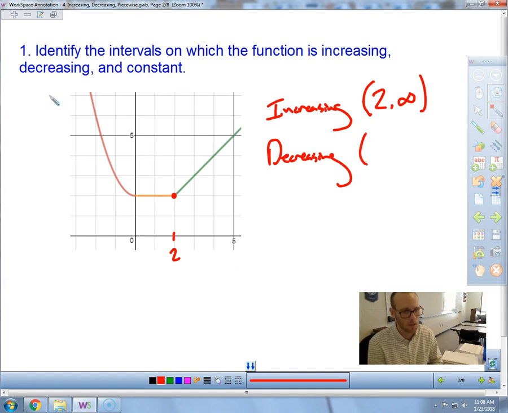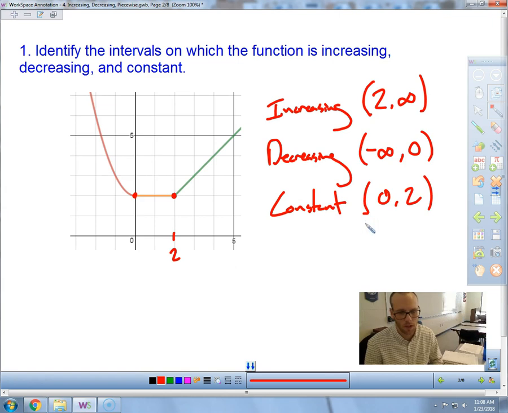Okay, so it's decreasing from x equals negative infinity to 0, but we're not including 0. And then it's constant from 0 to 2. And again, we don't want to include the 0 and the 2. They're a part of those others, and those are just points. And a point itself can't be increasing, decreasing, or constant.